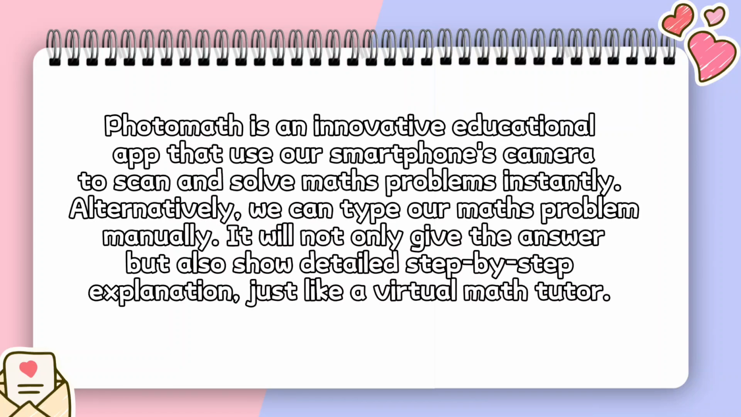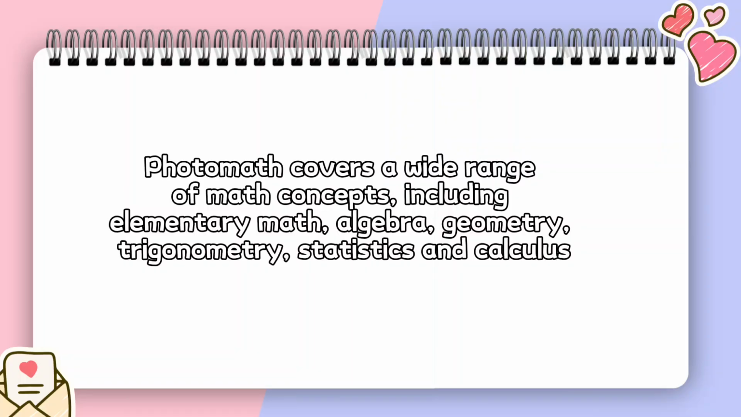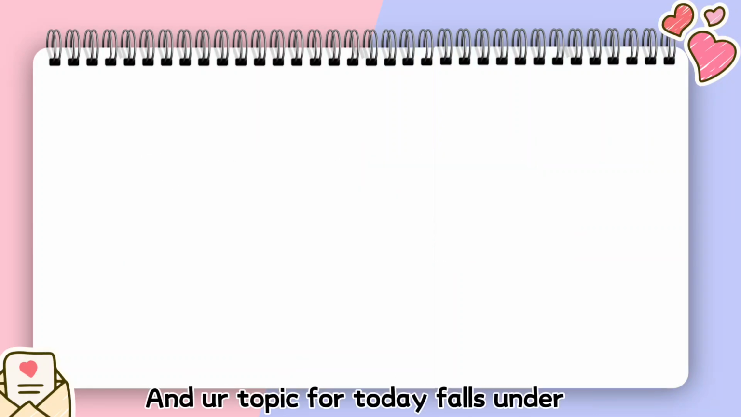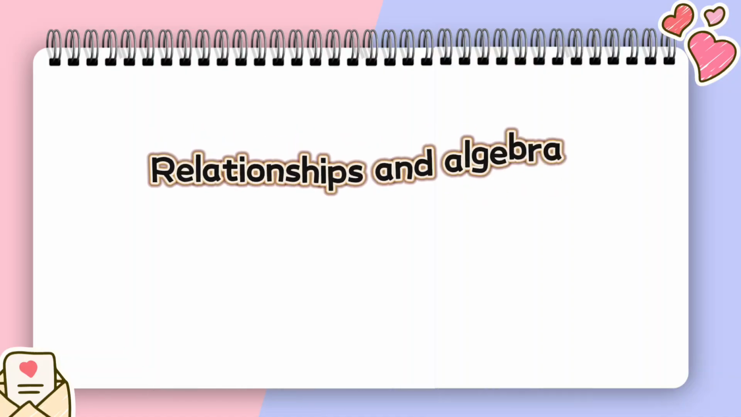Photomath is an innovative educational app that uses our smartphone's camera to scan and solve math problems instantly. Alternatively, we can type our math problem manually. It will not only give the answer but also show detailed step-by-step explanation, just like a virtual math tutor. Photomath covers a wide range of math concepts, including elementary math, algebra, geometry, trigonometry, statistics, and calculus. And our topic for today falls under relationships and algebra.